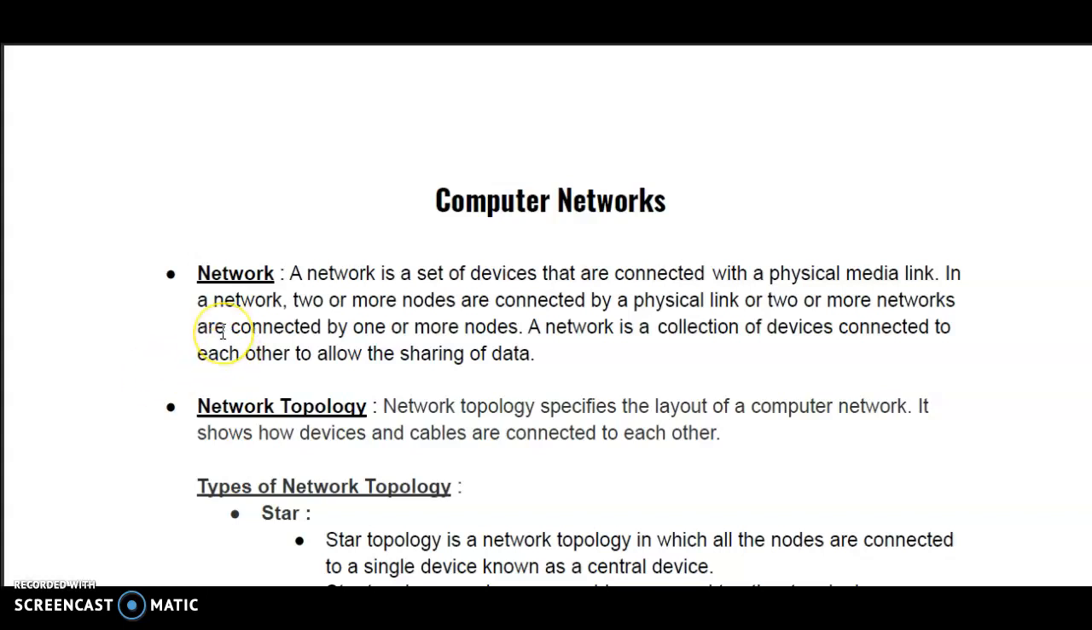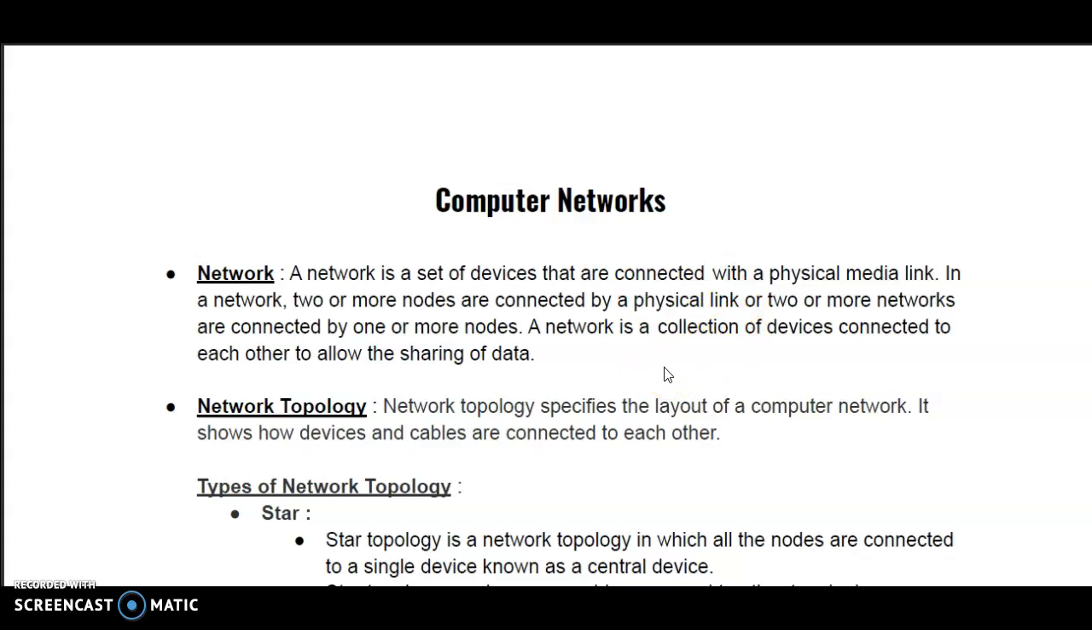First of all, what is a network? A network is a set of devices that are connected with a physical media link. For example, the internet is also a network, or the network of different computers connected via wire is also a network. And the next thing is network topology.